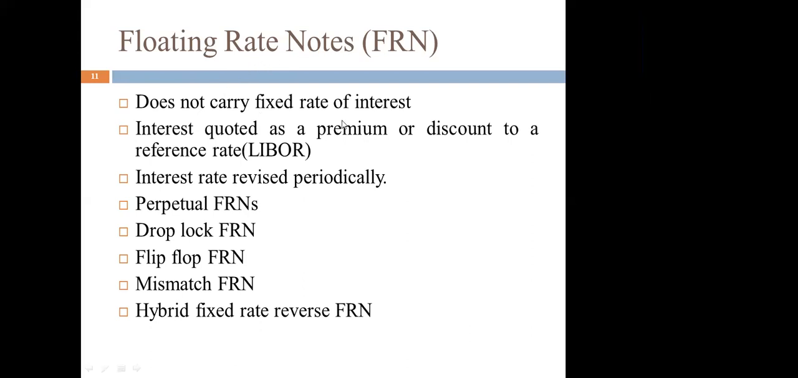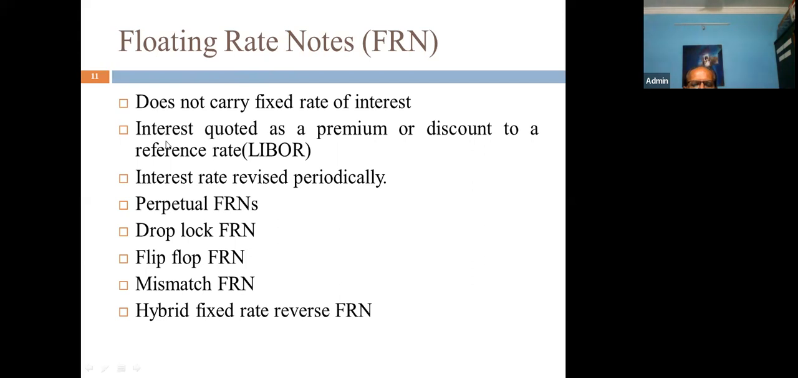So it does not carry a fixed rate of interest. Second, interest is quoted as a premium or discount. Now, what is this premium or discount? Suppose, just for understanding purposes, take an example. Suppose the FRN rate is 100, the original rate is 100, but it is not being issued at 100. It will be issued at 125, but the printed price will be 100. But how much are you paying?